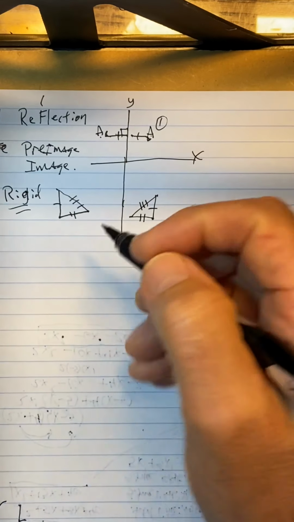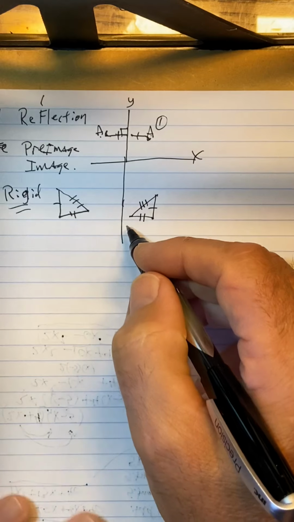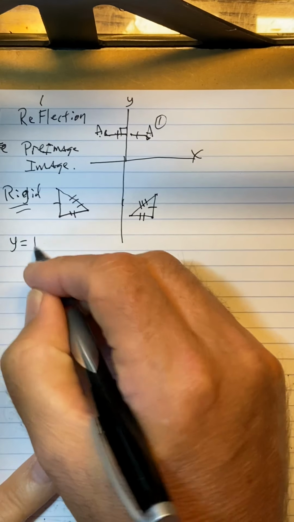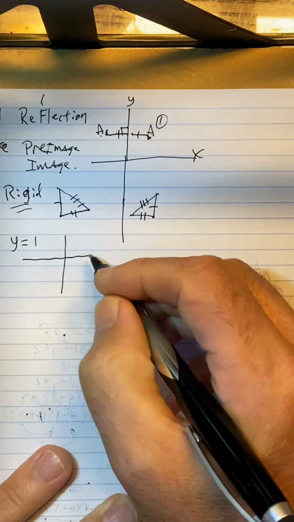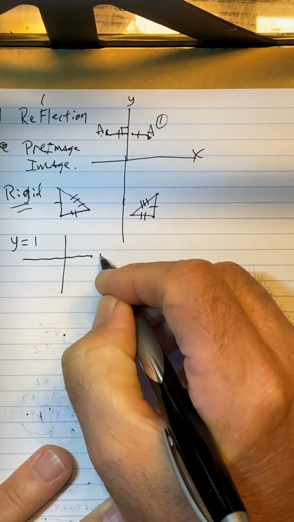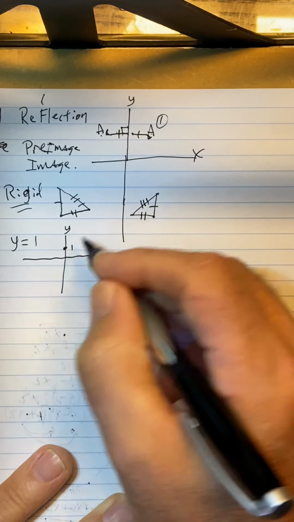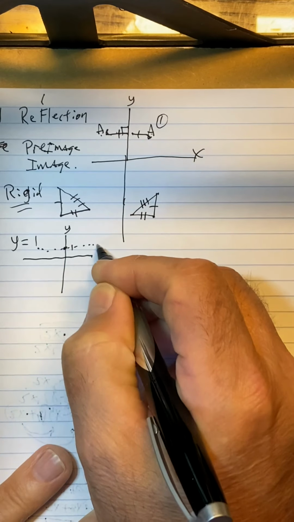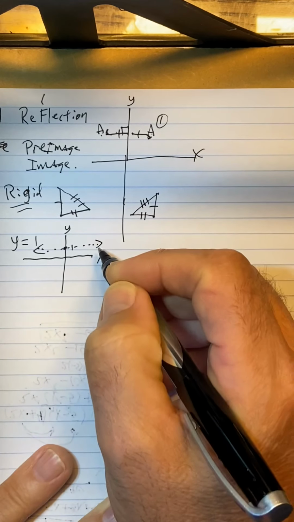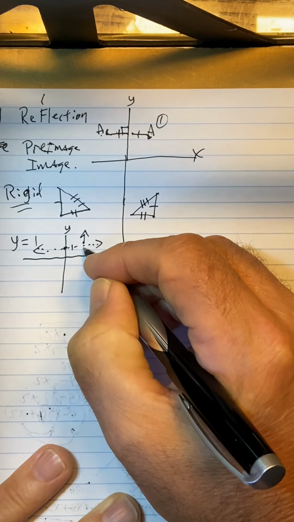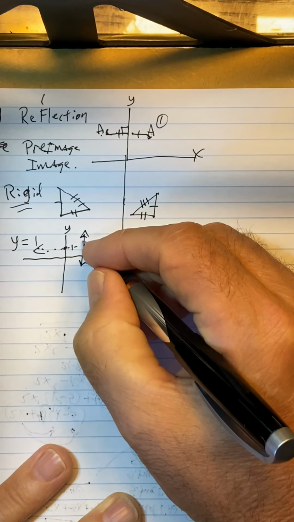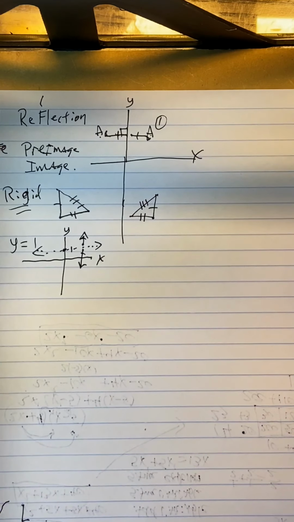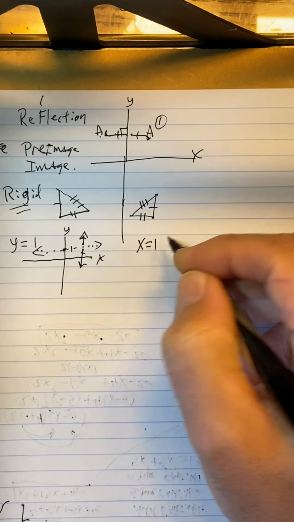And so on some of the problems, especially when you get into the Math Excel, it's going to say like y equals 1. What that means, if I've got an equation, I say y equals 1, I come here, here's my x-axis, and here's my y-axis. Y equals 1 means it's right here. This is 1. That means it's a horizontal line at 1. And so whatever distance is above the line, the new image is going to be below the line. And so you just simply count up how high the first one is, and you count down from there the second one.